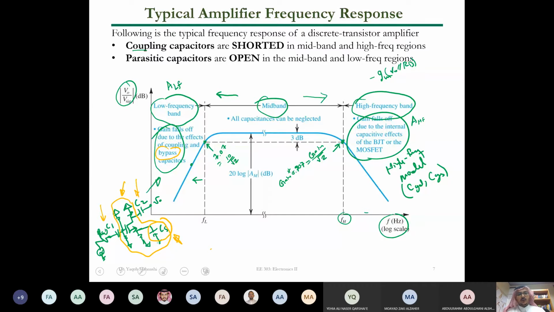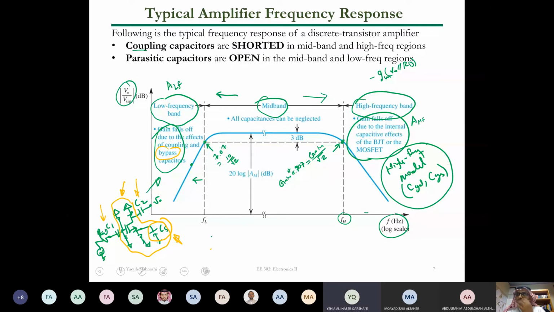So the gain reduction at low frequency is due to the coupling and bypass capacitors. And the reduction at high frequency is due to the parasitic capacitors, and we'll talk about this when we discuss the high frequency model. Any questions, guys? In general, we need you to know the general behavior of the amplifier.